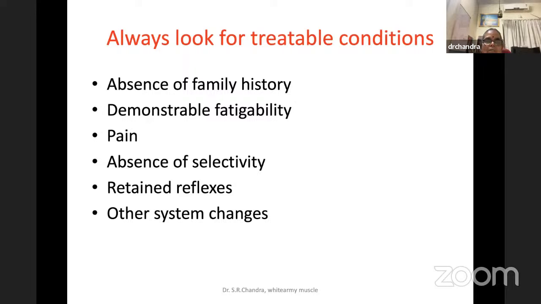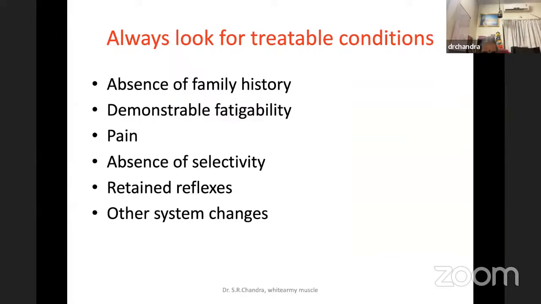And presence of pain indicates that it is the perifascicular structures, because the muscle fiber as such is not pain sensitive. It is the epimysium, perimysium, endomysial nerves and vessels that are pain sensitive. So if the pain is there, it may be dermatomyositis, polymyositis, endocrine myopathies, where the connective tissue of the muscle also is getting involved, not just the cytoskeleton. So absence of family history, demonstrable fatigability, presence of pain, absence of selectivity. We saw the Popeye sign, valley sign, diamond on quadriceps sign. All these signs indicate selectivity of muscle involvement. So absence of selectivity, all the muscles uniformly involved, will point to probably an acquired condition. No selectivity, it may not be dystrophy.